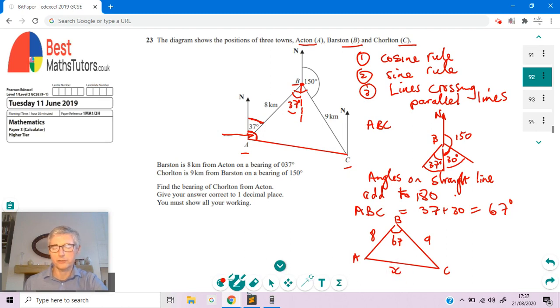And to do this, we've got this situation. We've got an angle in between two lines that we know the length of. So we know the length 8 and we know the length 9. And we're trying to find the length opposite the angle here. Then what we can use is the cosine rule.